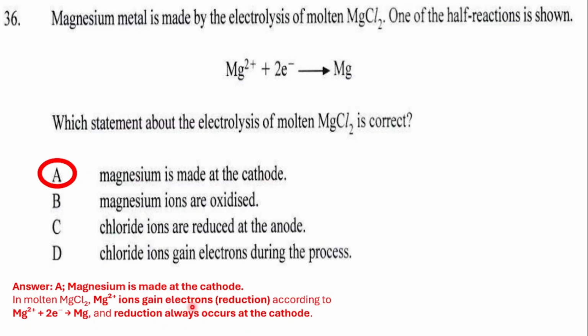We have the gaining of electrons. We have plus 2 electrons here. So we gain electrons, and that's going to be reduction. And where does reduction happen? Well, reduction always occurs at the cathode. So magnesium is made at the cathode.